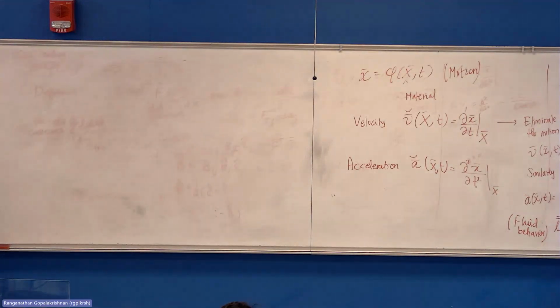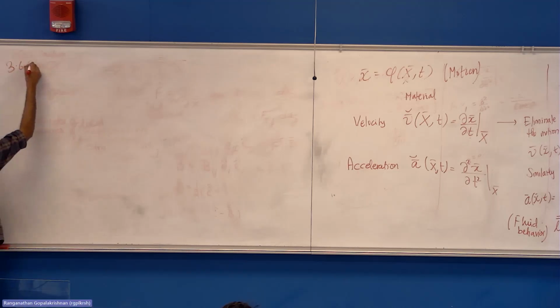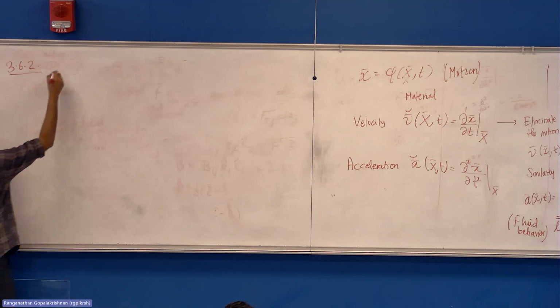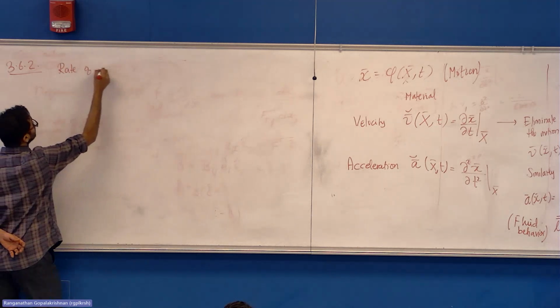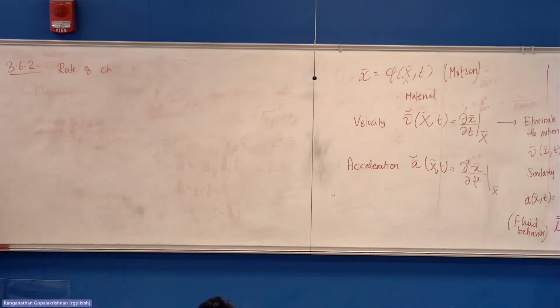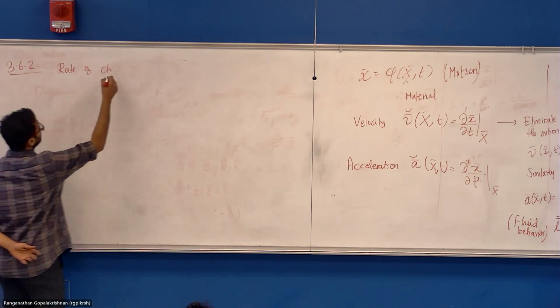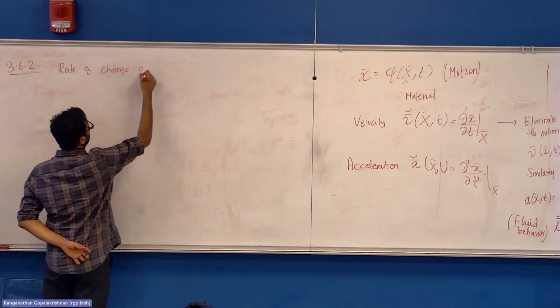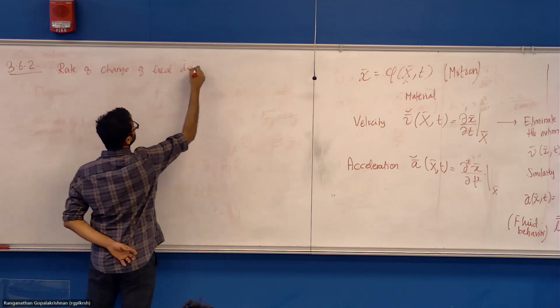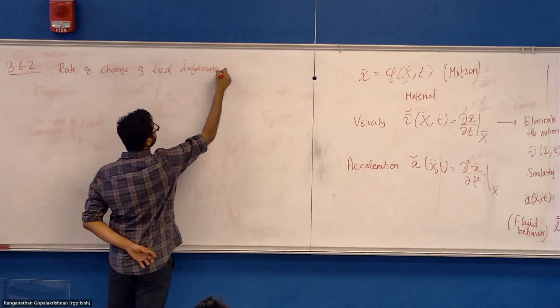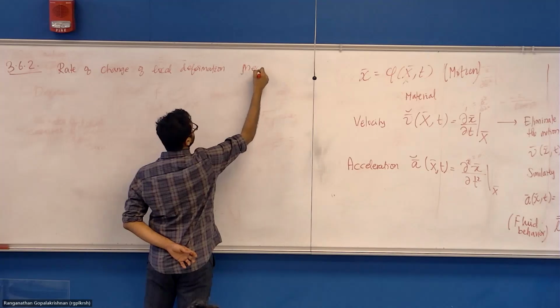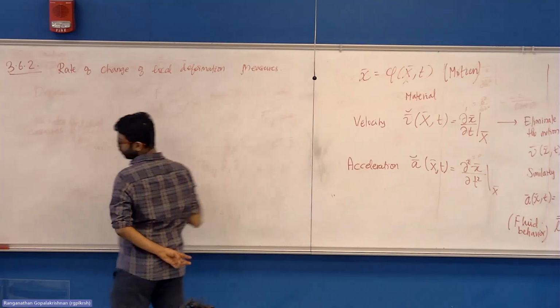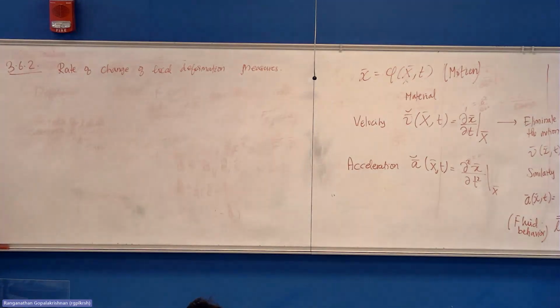Section 3.6.2. We are going to see the rate of change of local deformation measures. Rate of change. What's happening? Change of local deformation measures. What's the most basic local deformation measure that we saw previously?